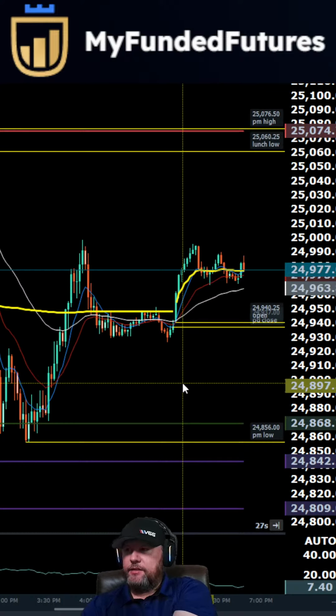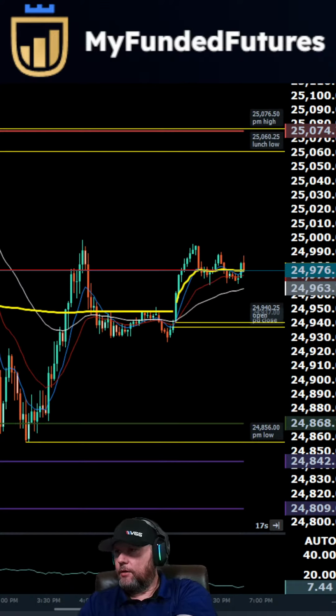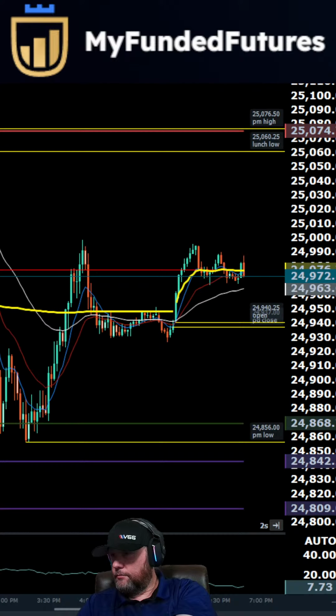Do I buy this area again? I mean, you could buy the 49.90 again on gold, potentially. Kind of just grinding lower. Let me look at gold. I want to look at the overall. Let me draw out a trend line here on gold. Yeah, you've got the protection of a trend line there.